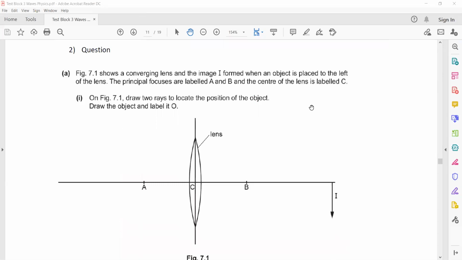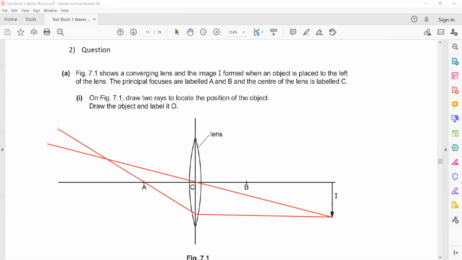So how to locate? Just the same idea, but you will draw the other way around: one from the center and one from the focus. One from the center will pass straight, don't show the arrows, and one parallel which will pass through the focus. So the point where these two light rays intersect is the position of the object.